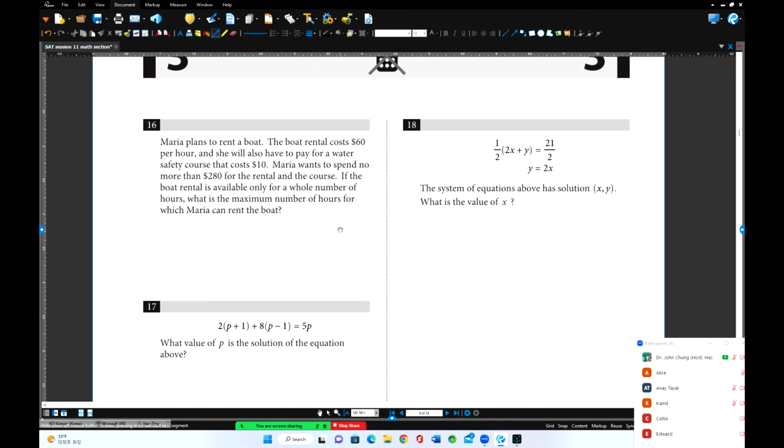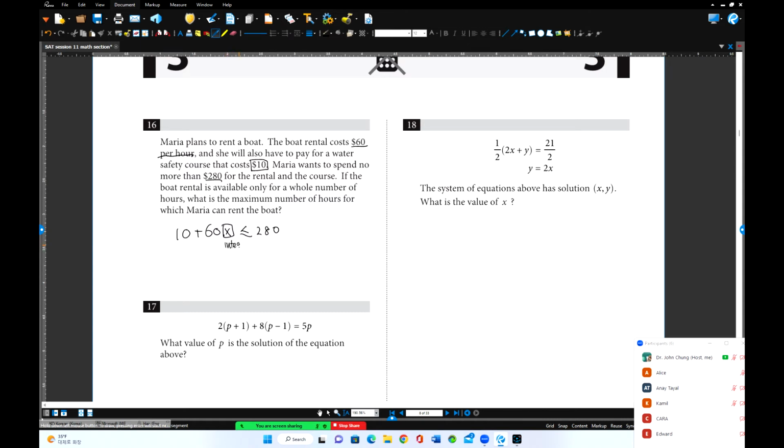Alright, number 16. Maria plans to rent a boat. A boat rental costs $60 per hour, and she will also have to pay $10 for a water safety course. Maria wants to spend no more than $280 for the rental and the course. So 10 plus 60 times the hours, x, I'm going to use T or X, it doesn't matter, should be less than or equal to $280 maximum. The boat rental is available only for a whole number of hours, so 1 hour, 2 hours, or 3 hours, and not 30 minutes. The solution must be an integer.